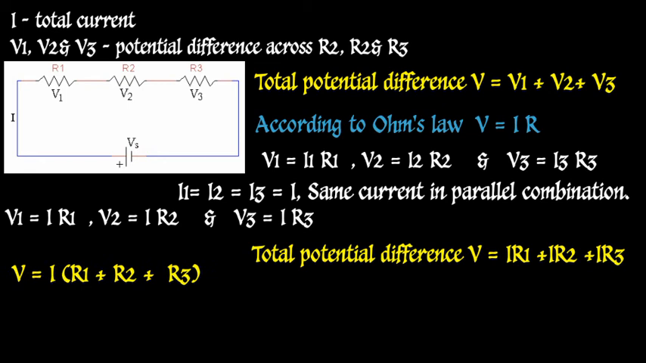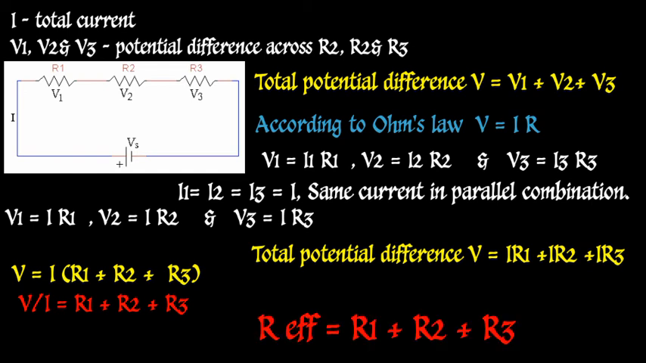Here V is the total potential applied across the circuit and I is the total current flowing through the circuit. Dividing by the total current, the equation becomes V by I equal to R1 plus R2 plus R3. V by I, the total potential difference divided by the total current, gives the total resistance. So R effective, the total resistance of the circuit, equal to R1 plus R2 plus R3. This is the mathematical form of the series combination of resistors.